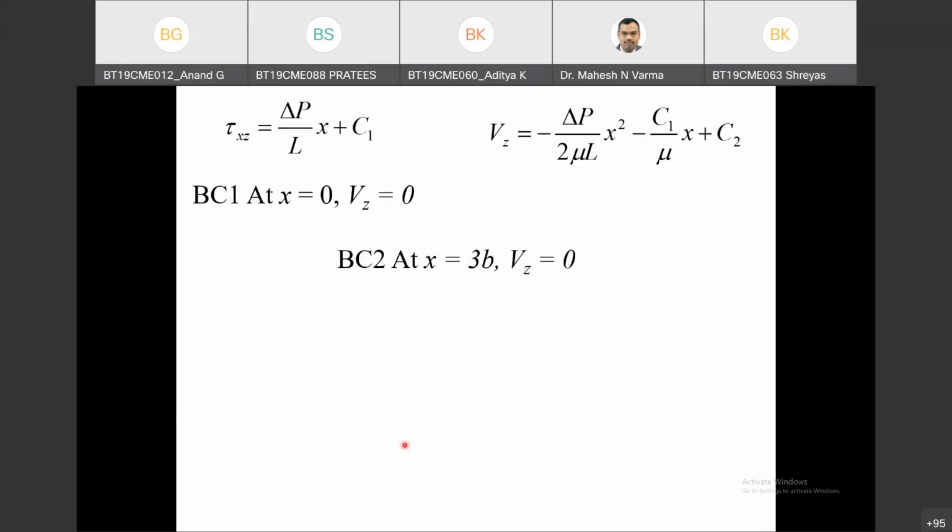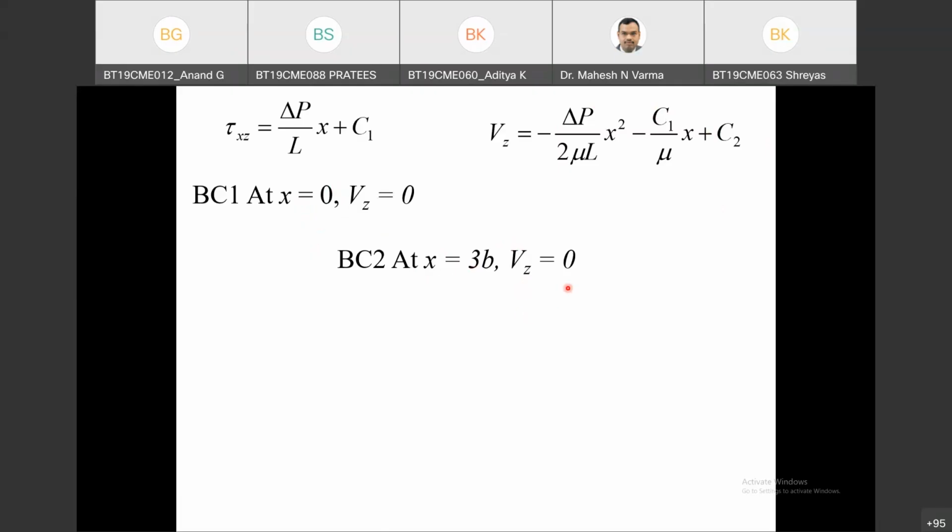What are the boundary conditions? Here the origin is taken at the bottom plate, so at x equals 0 the velocity is 0, and at x equals 3 the velocity is 0. You can take anything; the only thing is you will get different C1, C2 values. It will not change the absolute value, only the model equation. If you take the origin at the center, then at x equals plus 3 by 2b the velocity is 0, and at x equals minus 3 by 2 the velocity is 0.